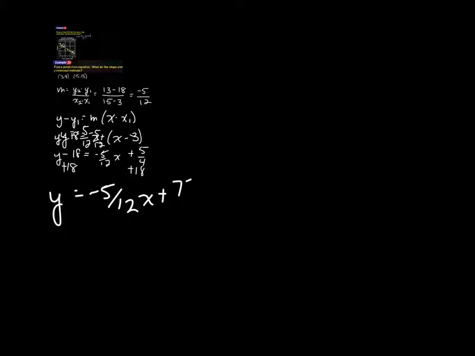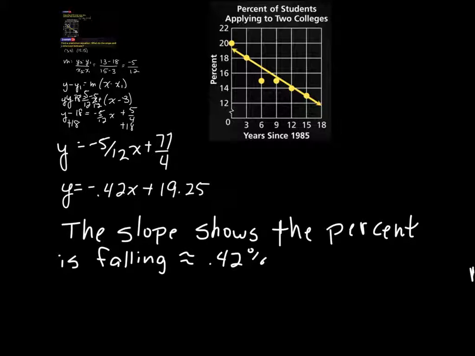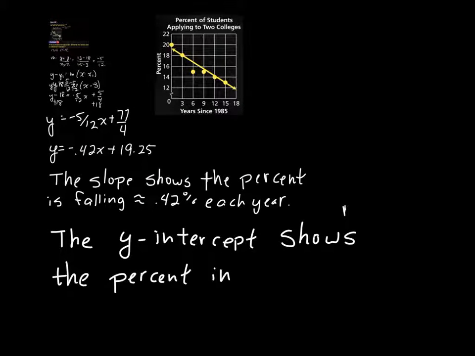If I left that all as fractions, I'd have negative 5/12 x plus 77/4, or you could write it as decimals. That'd be the same as negative 0.42x, rounded to the nearest hundredth, plus 19.25. Okay, then they ask us what the slope and y-intercept mean. The slope shows that the percent is falling about 0.42% each year.